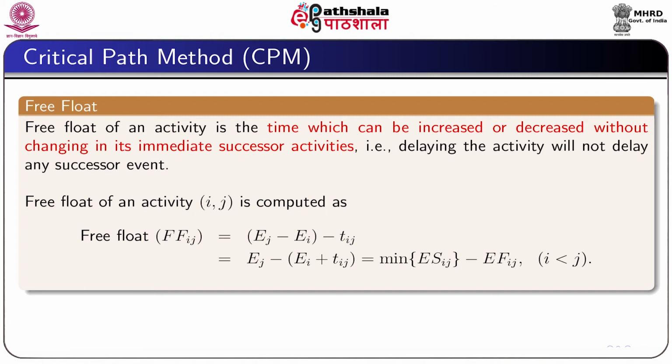Free float. Free float of an activity is the time which can be increased or decreased without changing its immediate successor activities. That is, delaying the activity will not delay the successor event. Therefore, free float for the activity ij can be computed as FFij is equal to Ej minus Ei minus Tij, which is equal to minimum of ESij minus EFij, where i is less than j.